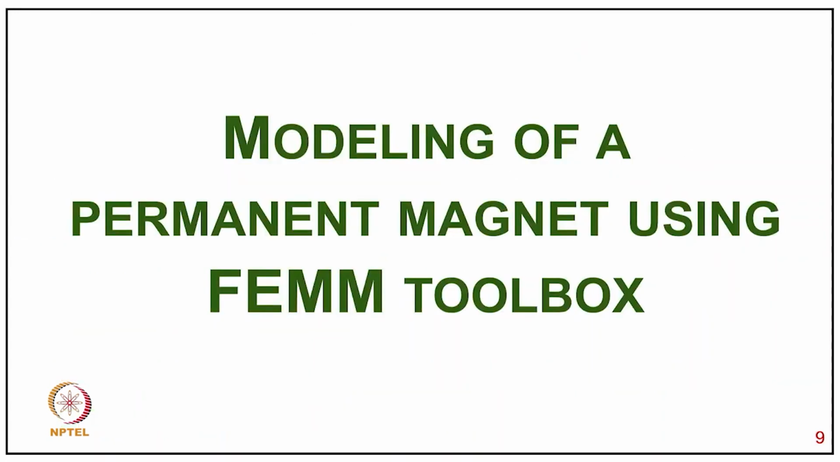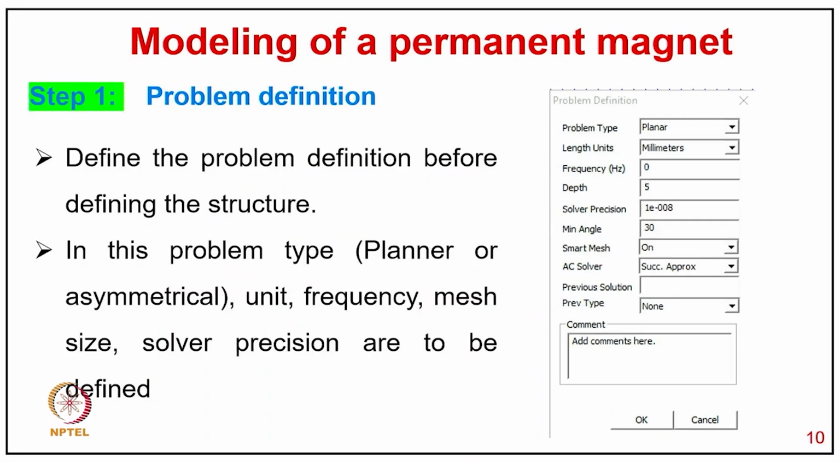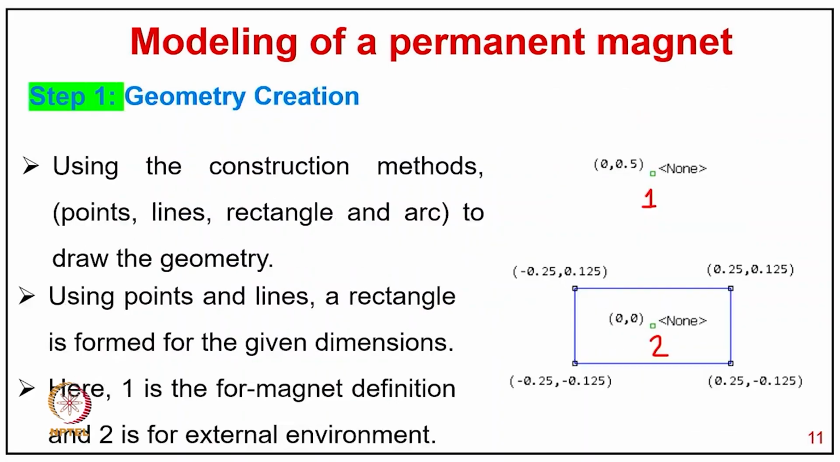Now coming to modeling of a power magnet using the finite element model toolbox. Step 1 is the problem definition, defined before defining the structure. In this, the problem type, planar or axisymmetric, unit, frequency, mesh size and solver precision are to be defined as typically given in the diagrams. Then step 2, geometry creation. Using the construction methods, point, line, rectangle and arc, draw the geometry. As you can see in the diagram, using the points and lines, a rectangle is formed for the given dimensions. Here 1 is for the magnet definition and 2 is for the external environment.